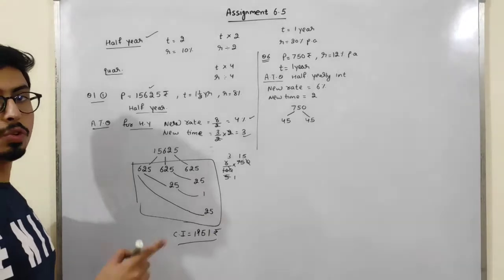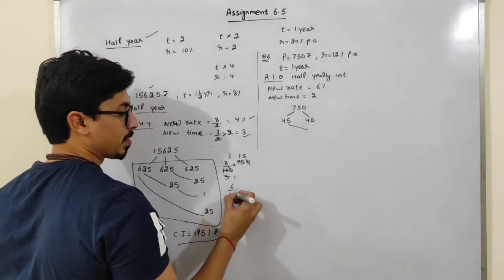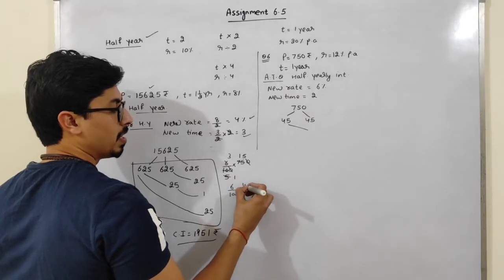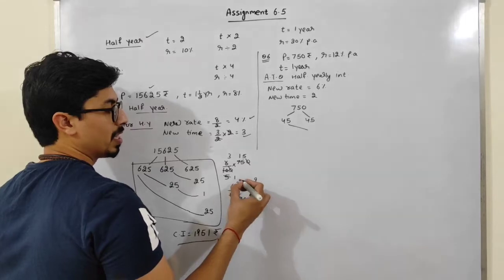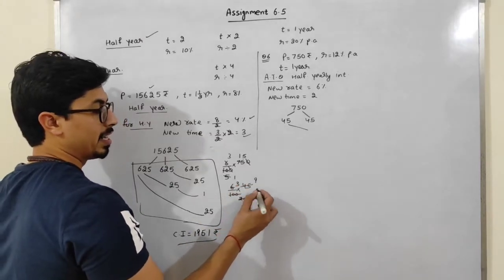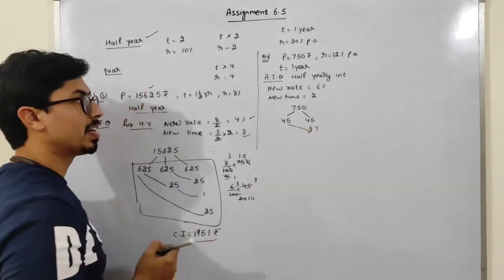Now again students, I have to take 6% interest. So 6% on this 45. So 5 9s are 45, 2 3s are 6, and it is 27 by 10. That means 2.7 it is.